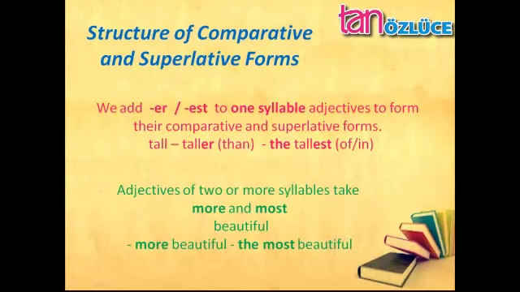Adjectives of two or more syllables take more and most. Beautiful. This is not a small word. It includes three syllables, so I use more to make the comparative form, okay? And I add the most in front of the adjective to make the superlative form. The most beautiful, I'm sorry, and more beautiful. Let's go on.